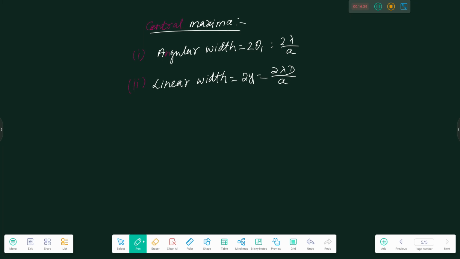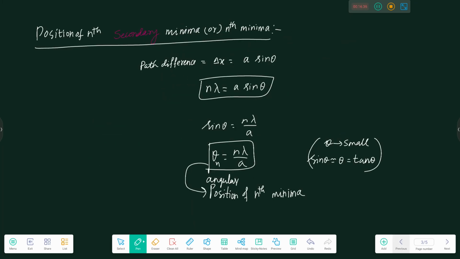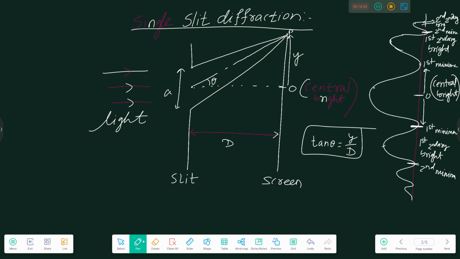Why am I telling this? Now everyone look at this picture. This is your central bright fringe. This central bright, from the origin to the first minima, how much distance? Lambda by a.